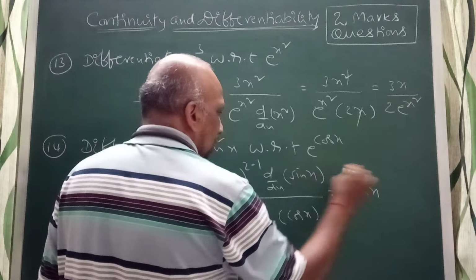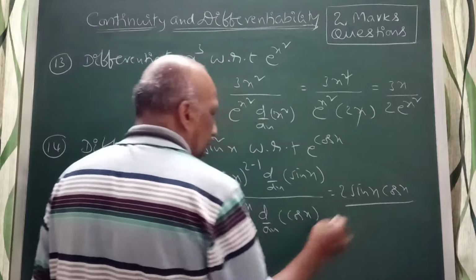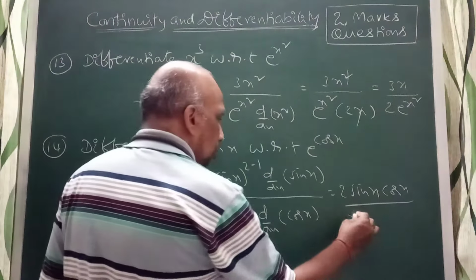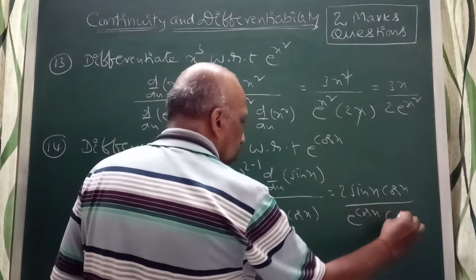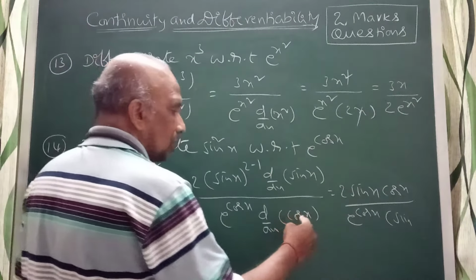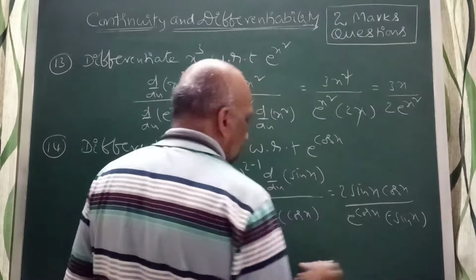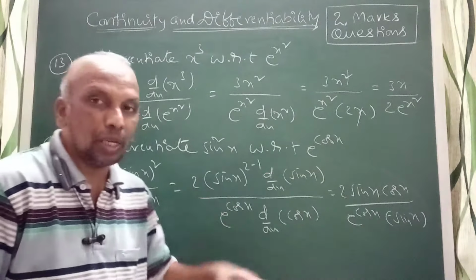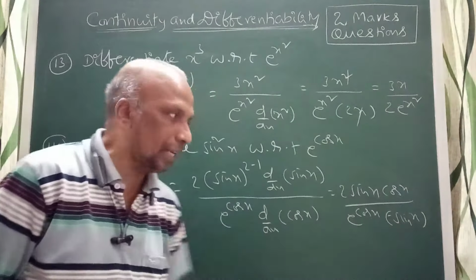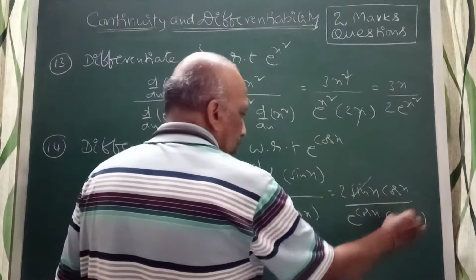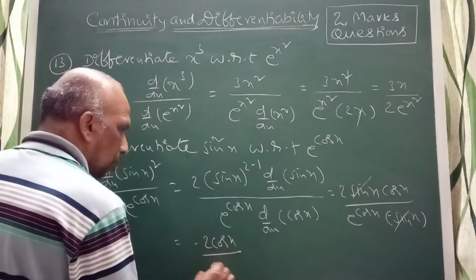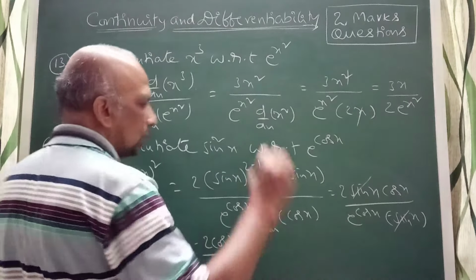2 sin x. Derivative of sin x is cos x. But otherwise I can eliminate these two directly. Sorry, d by dx of sin x is cos x, right? d by dx of cos x is minus sin x. I can't eliminate that. Sorry, I thought both are same. I can't eliminate. d by dx of sin x is cos x. d by dx of cos x is minus sin x. Now I can cancel sin x. Your answer is minus 2 cos x by e power cos x. That will be your answer.